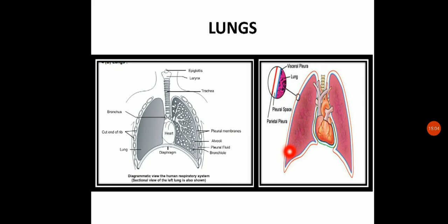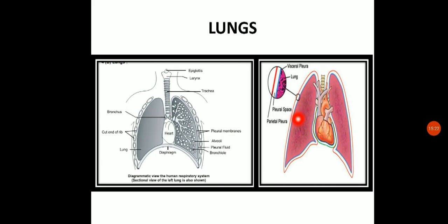So the parietal pleura and the visceral pleura enclose a cavity. Between these membranes there is a cavity called the pleural cavity, and this is filled with a fluid called the pleural fluid. Around 2 ml of pleural fluid is present in this cavity.